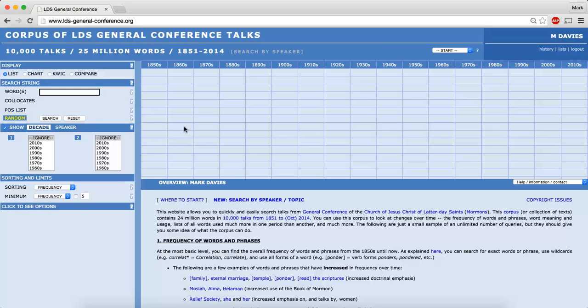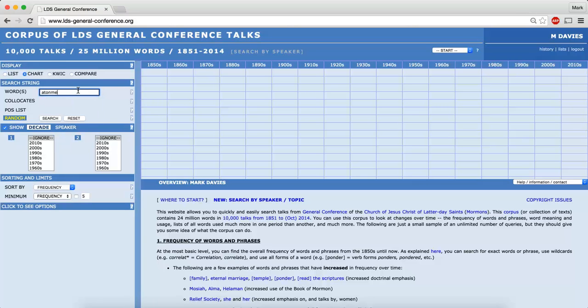Okay, in this segment I'll give a few examples of how you can use the General Conference corpus, or collection of text, to look at the frequency of a word or phrase over time. In order to do these searches, make sure that where it says show down here, it's set to decade rather than speaker. And for most of these you want to choose chart. You just want to see a nice chart of the frequency over time.